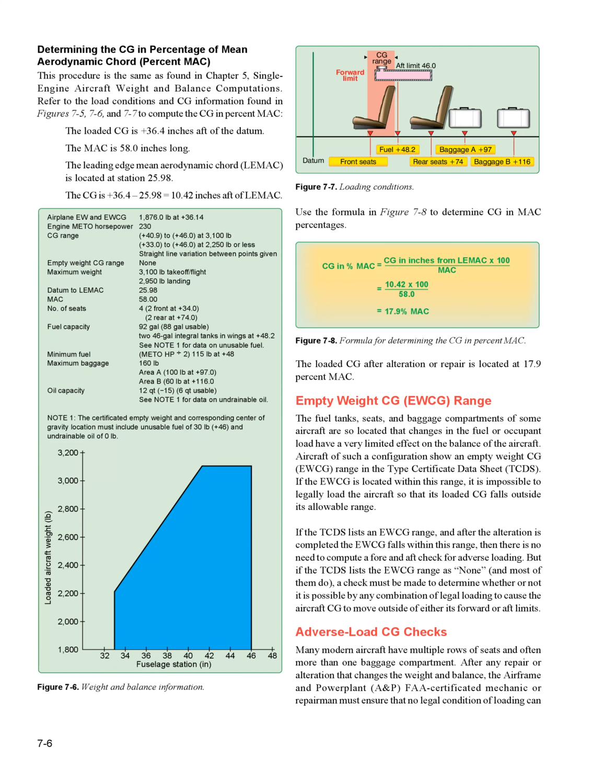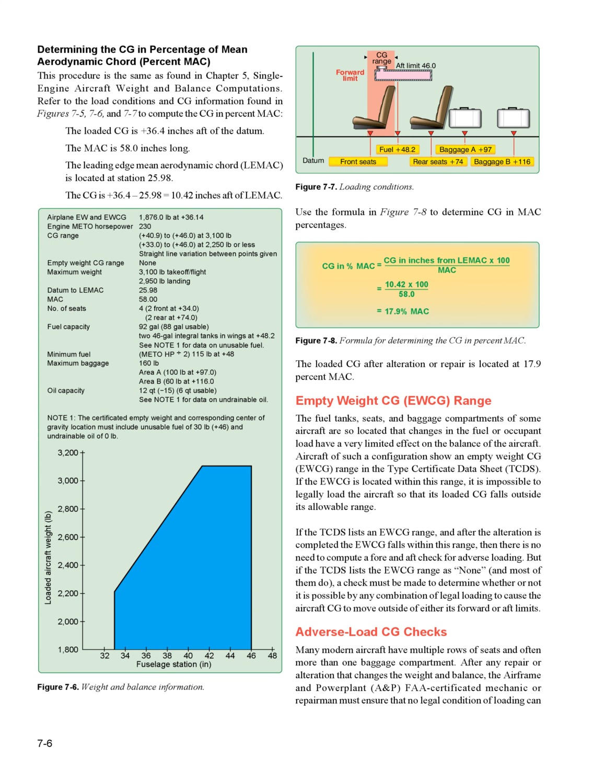Determining the CG in percentage of mean aerodynamic chord, %MAC. This procedure is the same as found in Chapter 5, Single-Engine Aircraft Weight and Balance Computations. Refer to the load conditions and CG information found in Figures 7-5, 7-6, and 7-7 to compute the CG in %MAC. The loaded CG is plus 36.4 inches aft of the datum. The MAC is 58.0 inches long.